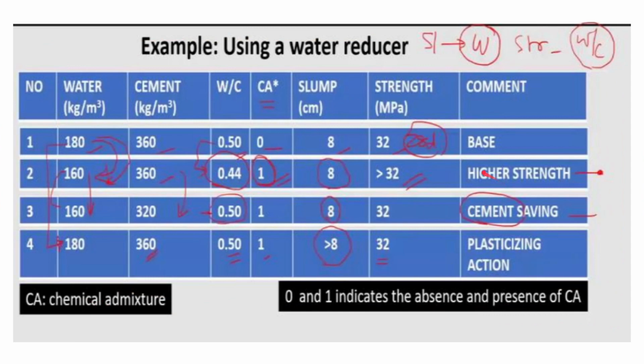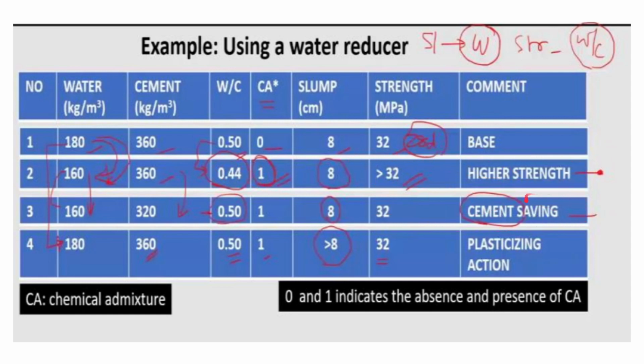If you see here, this is the base case, okay, where no chemical admixture is used. In the case of higher strength, what is happening is they have reduced the water cement ratio by using chemical admixture. That is, they have reduced the water content and kept the cement content the same, so the W by C value reduced. And from this plot and the behavior as well as Abrams' law, we know that as W by C decreases, the strength increases, okay. So we are getting higher strength.